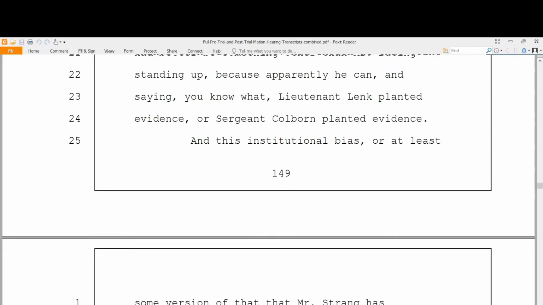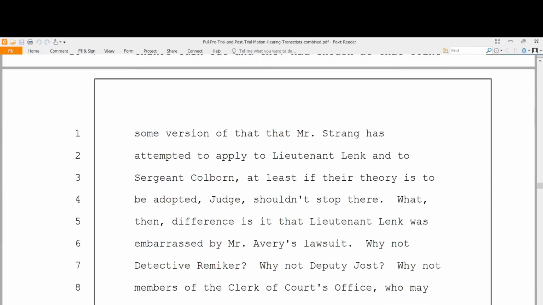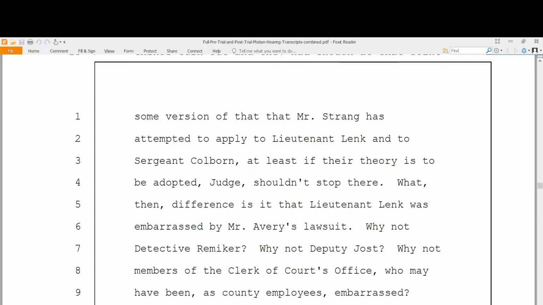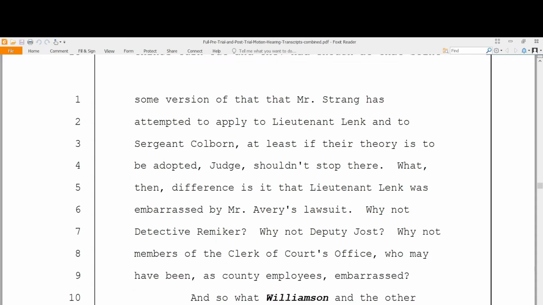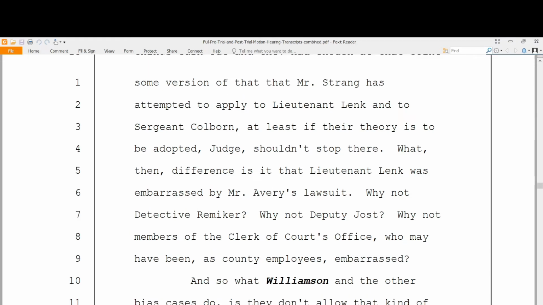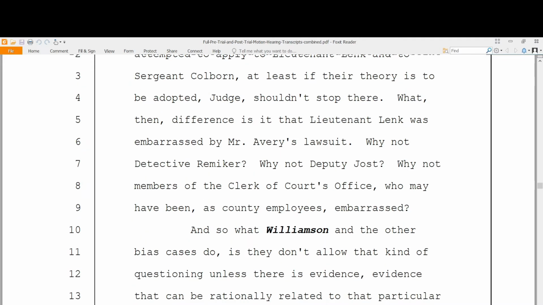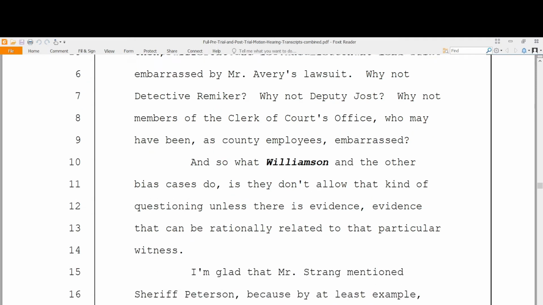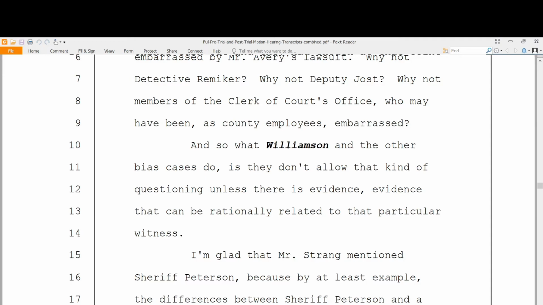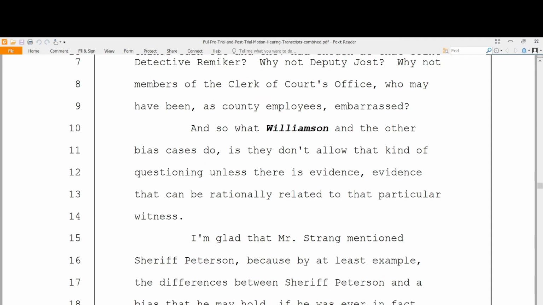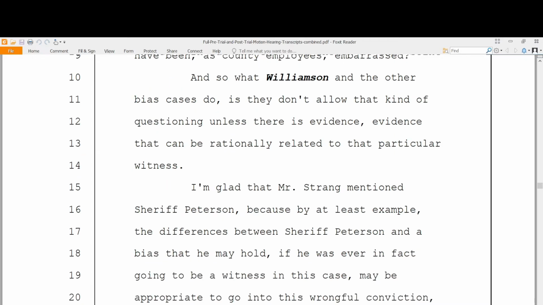This is institutional bias, or at least some version of that, that Mr. Strang has attempted to apply to Lieutenant Lenk and Sergeant Colborn, at least if their theory is to be adopted, Judge. It shouldn't stop there. What difference is there if Lieutenant Lenk was embarrassed by Mr. Avery's lawsuit? Why not Detective Remiker? Why not Deputy Jost? Why not members of the Clerk of Court's office, who may have been, as county employees, embarrassed? And so, what Williamson and other bias cases do, they don't allow that kind of questioning unless there's evidence that can be rationally related to the particular witness.